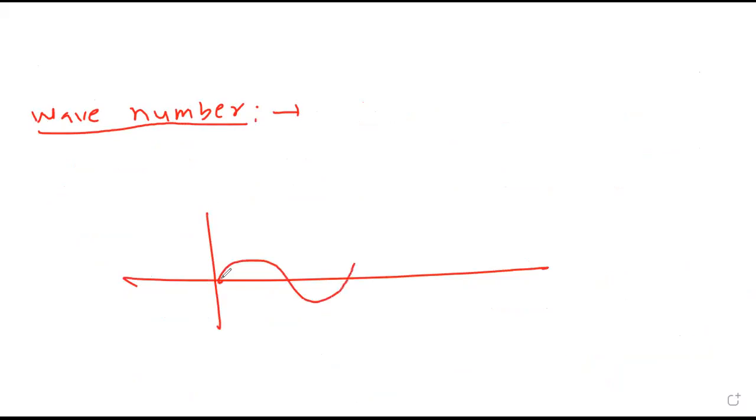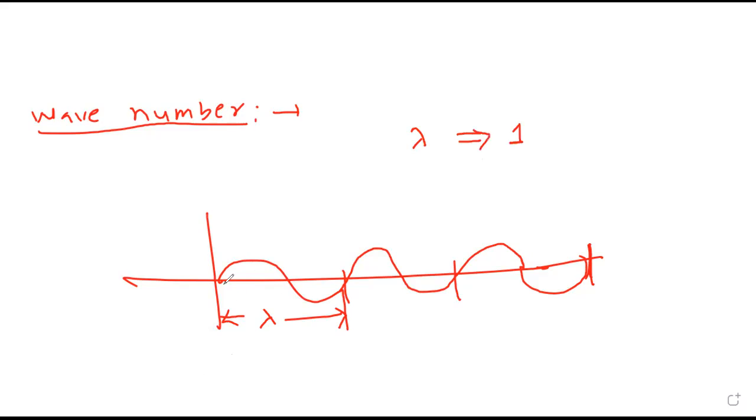Wave number. How many waves can you see? One, two, three waves, no? Is the distance of one wave called wavelength? Yes, sir. Okay. So a lambda distance can accommodate one wave. This lambda distance has how many waves? One wave or not?